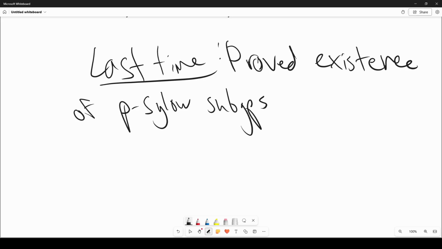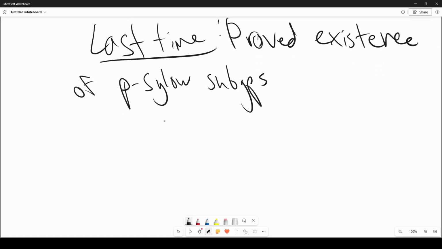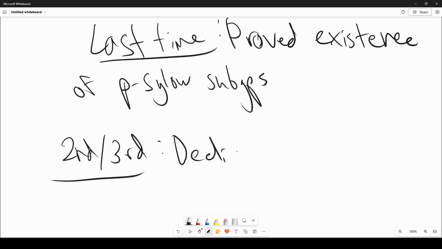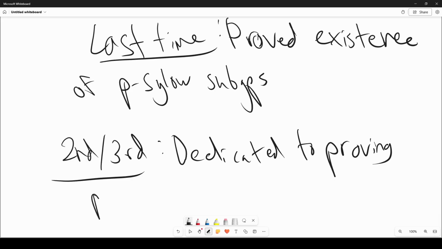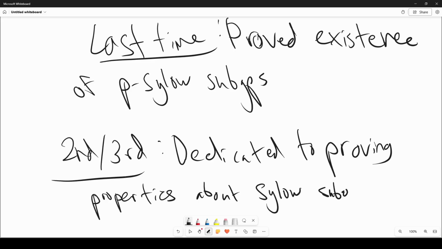So the second and third theorems are dedicated to proving properties about Sylow subgroups. Sometimes I will abbreviate subgroups as just sub-GPS.